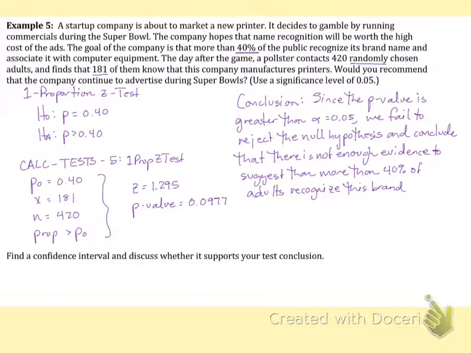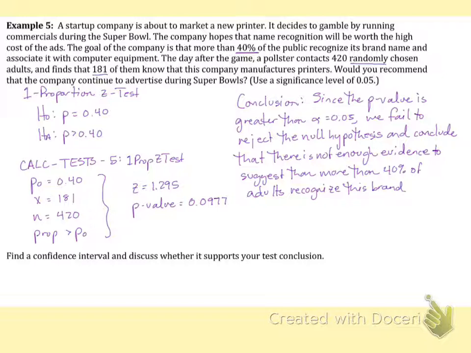We are not accepting the null hypothesis. We're not proving that the null is true. We're not proving that the alternative is true. The only thing that we're trying to do is prove that the null is false, and we could not do that. So that's why we fail to reject it.